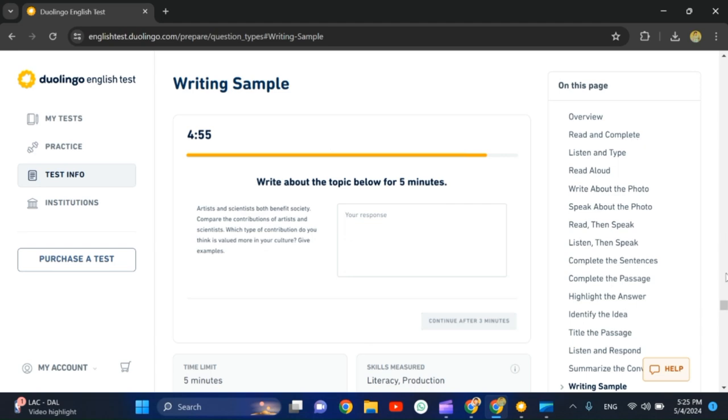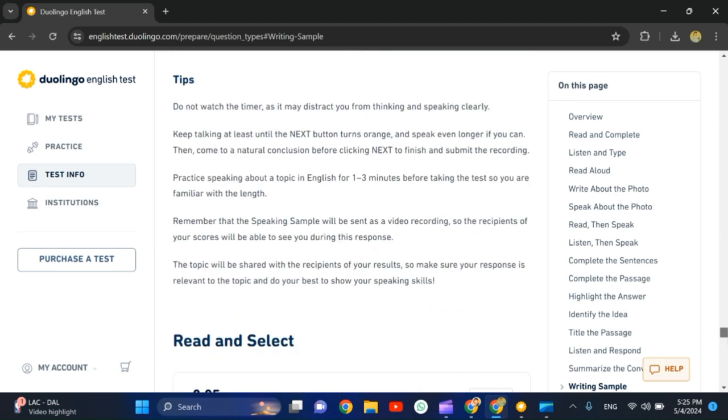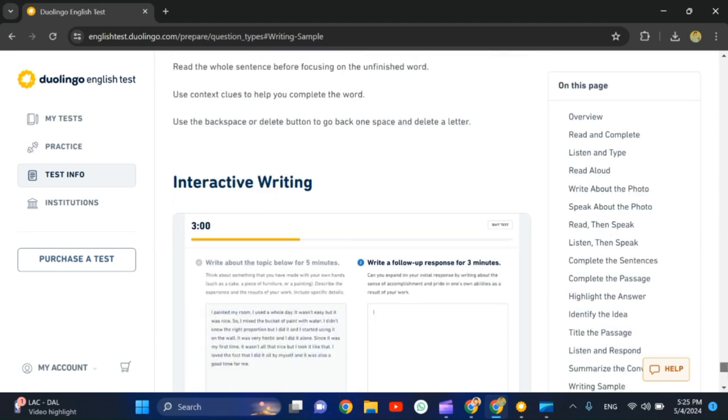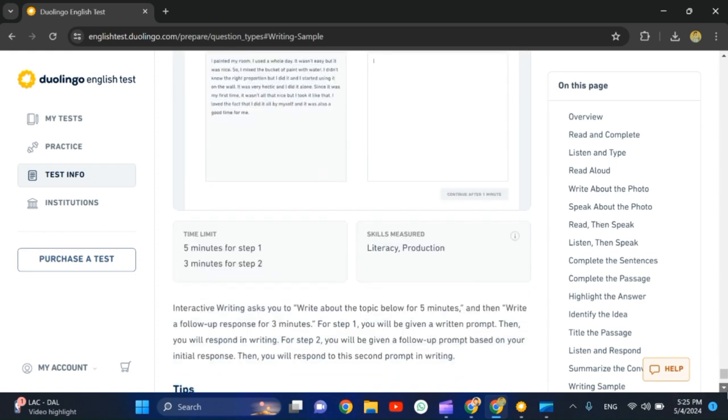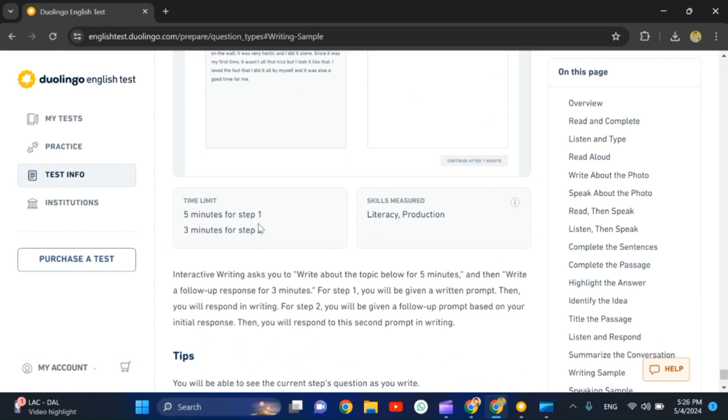First, let's talk about interactive writing. So I'm going to come here. Yeah, this is the interactive writing question type, and this is actually the new question type which was added from the 2nd of April onward. The time limit is 5 minutes for step one and 3 minutes for step two. Skills measured are literacy and production.